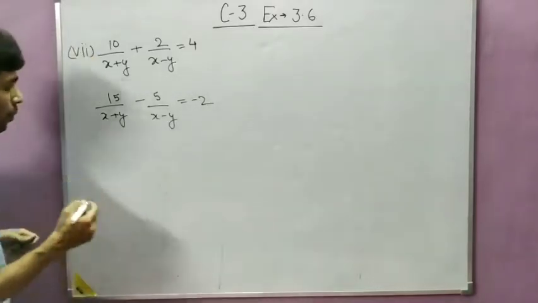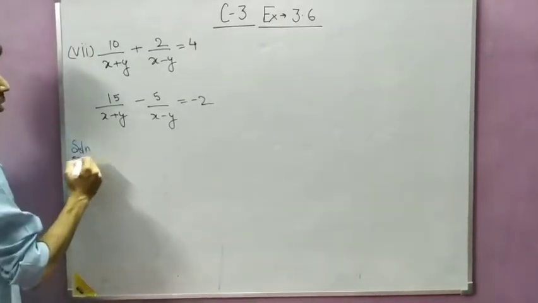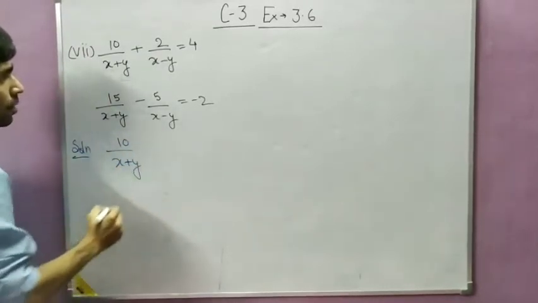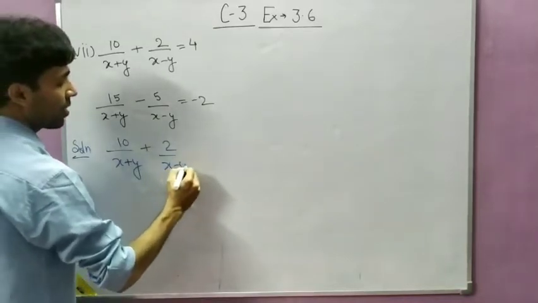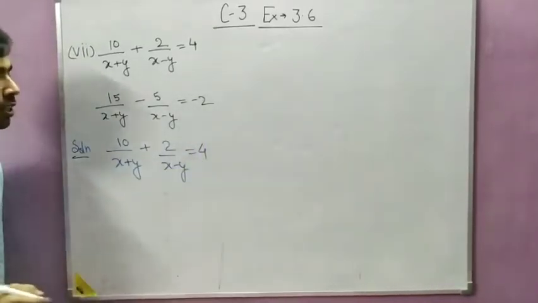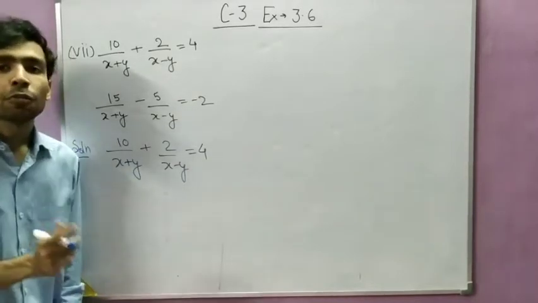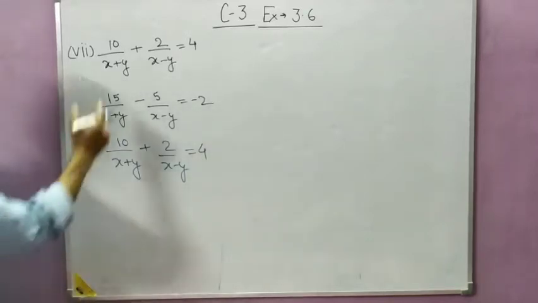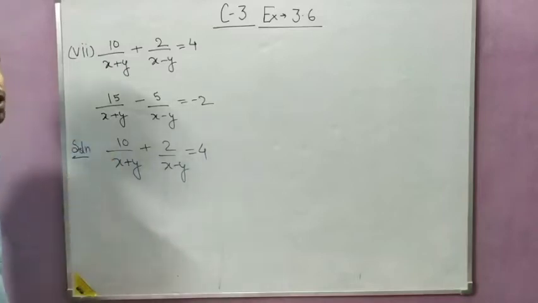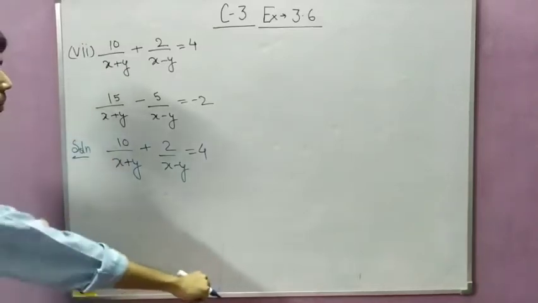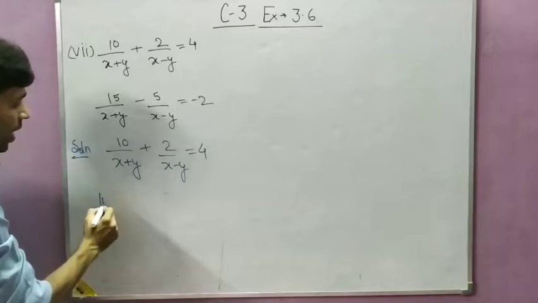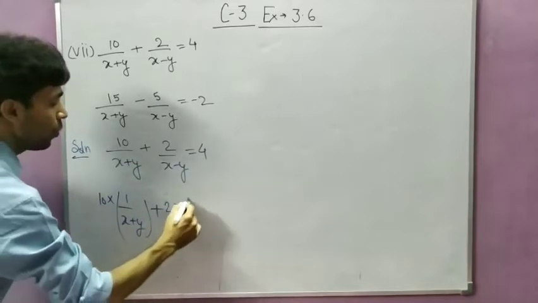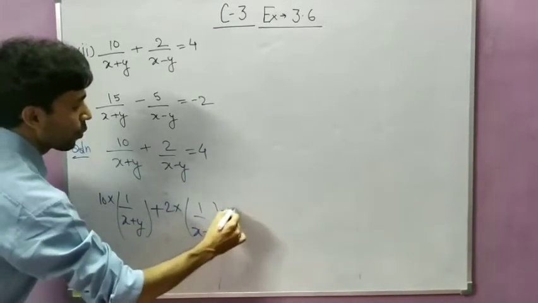So what we will do for the solution, first we will write the first equation. Equation number 1 is 10 upon x plus y plus 2 upon x minus y. Now see student, these equations are not in linear form. So first we will make them linear by using substitution. See, in both equations the variable part is in the denominator, so we can use that substitution. I can write it as 10 into 1 upon x plus y and 2 into 1 upon x minus y equal to 4.